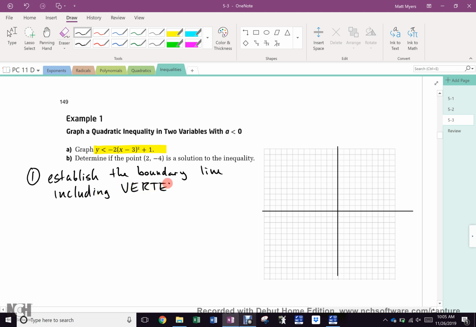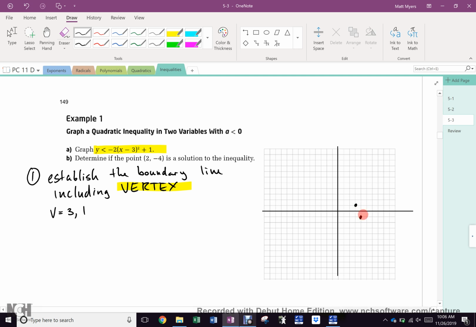So how am I going to do that? We're in vertex form, so it's pretty easy right now, isn't it? What is the vertex? Vertex equals 3, 1. Right? So 1, 2, 3, up 1. Everybody happy with that? So now let's graph it. Can we graph this from the vertex? Where do we go? Right 1 and down 2.